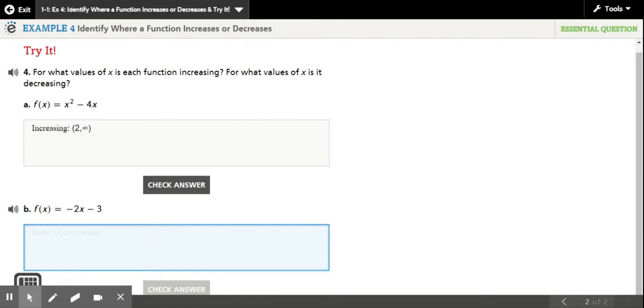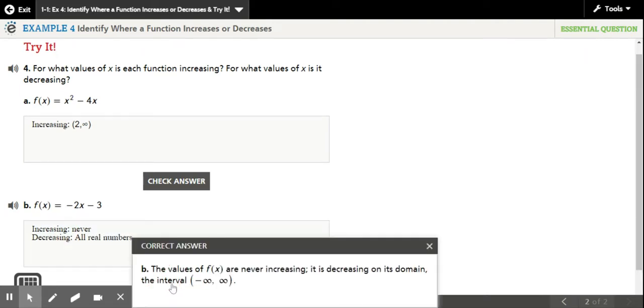Okay, so let's say increasing. Oh, that's why I'm a math teacher. Right, increasing, we would say never. Decreasing, all real numbers, all real values of x. So yeah, the interval would be negative infinity to infinity if you want to use interval notation, but all real numbers means the same thing. Okay.